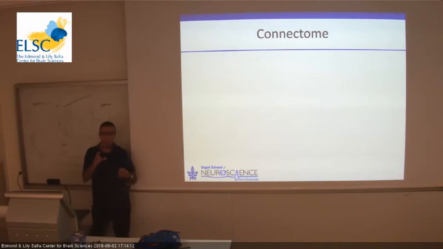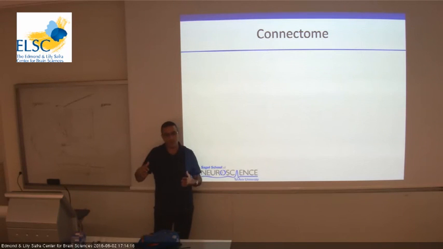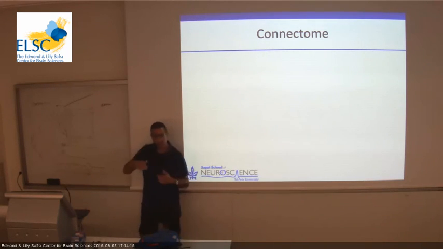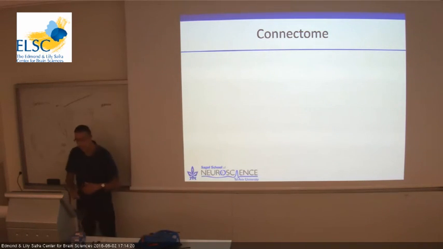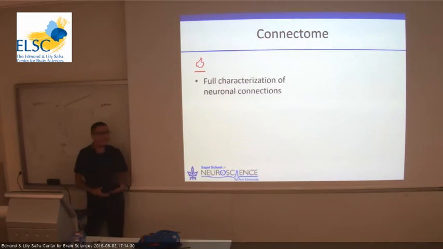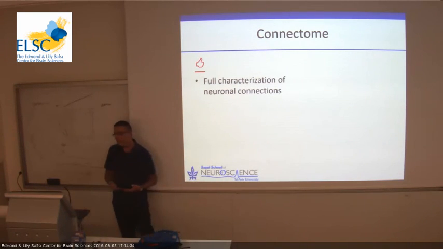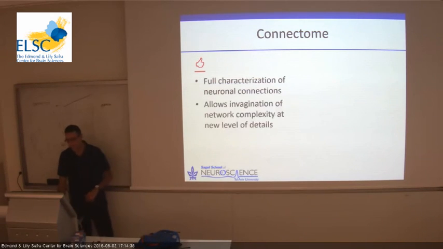Just imagine that for the worm you need to have thousands of slices, for the mouse brain it's millions, millions of slices of electron microscopy. And then somebody has to sit and just reconstruct a neuron after neuron after neuron. It's endless. So people that are in favor of that say that once we have it, we will have a full characterization of all the neuronal connections, and obviously that will be a significant achievement.